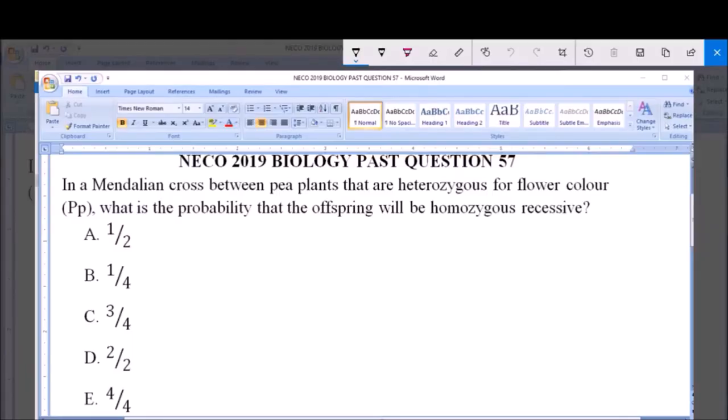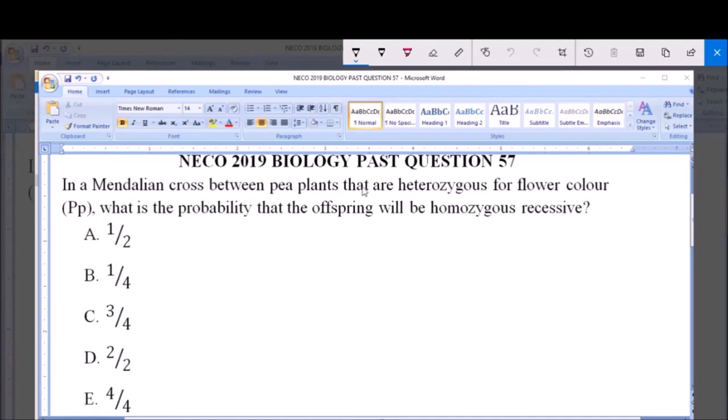I will be answering NECO 2019 biology past question 57. In a Mendelian cross between pea plants that are heterozygous for flower color, Pp, what is the probability that the offspring will be homozygous recessive? A, 1 over 2; B, 1 over 4; C, 3 over 4; D, 2 over 2; and E, 4 over 4.